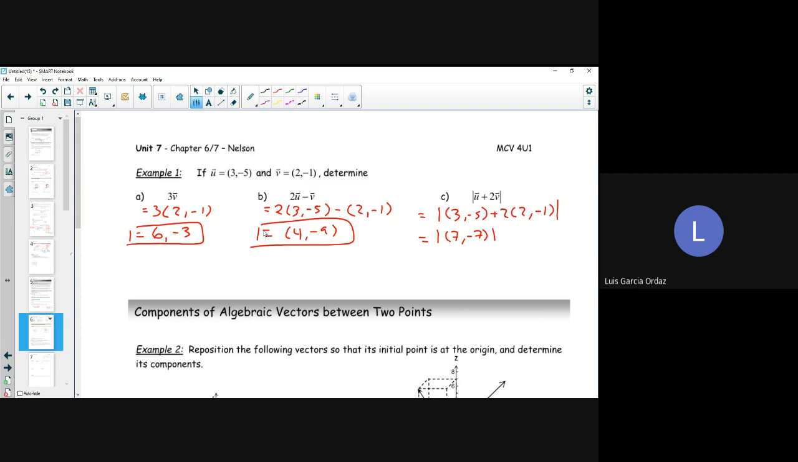Let's see if you guys can calculate this and figure it out. 7 root 2. Priyanshu got it pretty fast. Did anyone else get to that point yet?